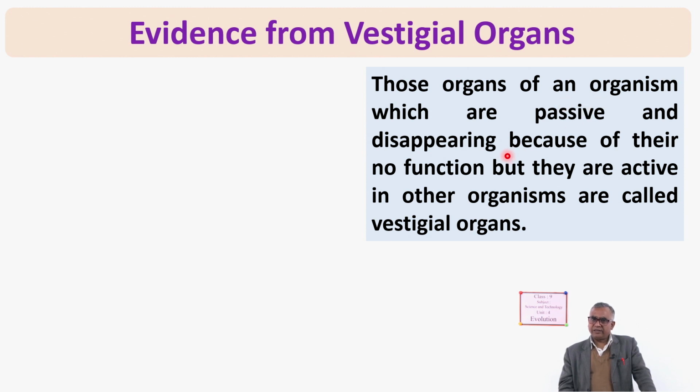Those organs of an organism which are passive, meaning not functional, and disappearing because of their no function, but which are active in other organisms, are called vestigial organs. If in any organism they are passive, but the same organ is active in another one. Just think once, what type of organs may be in our body which have no function, but are active in others?